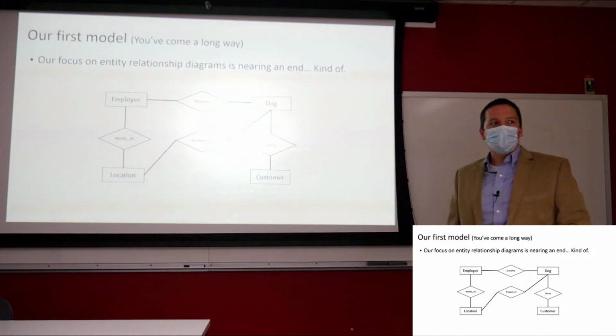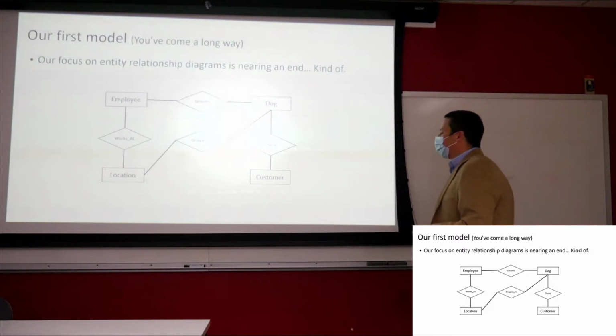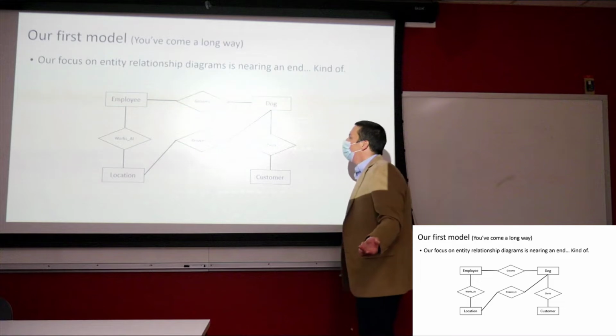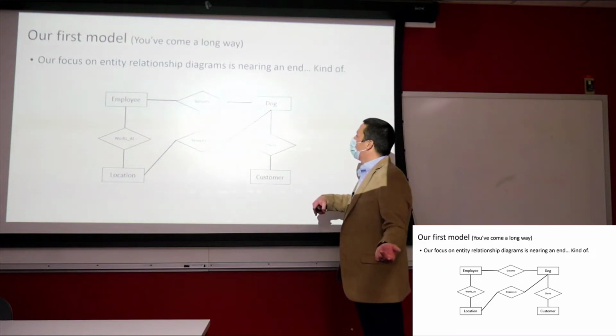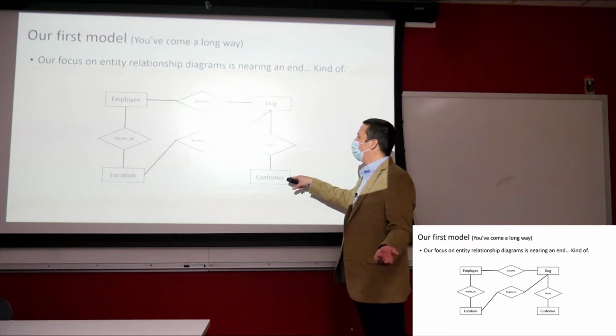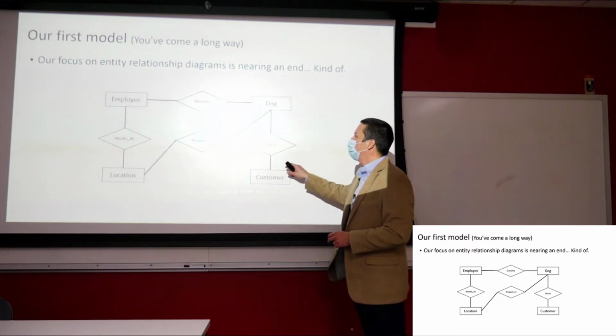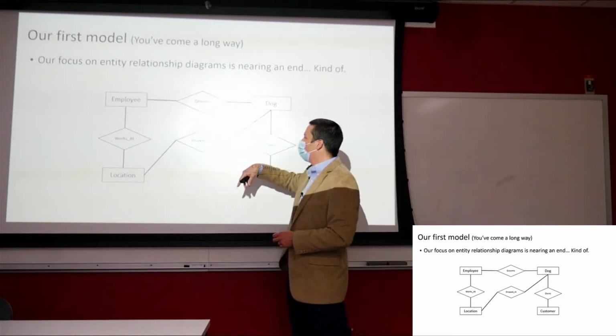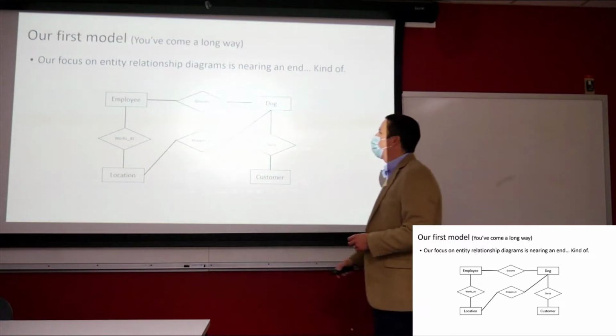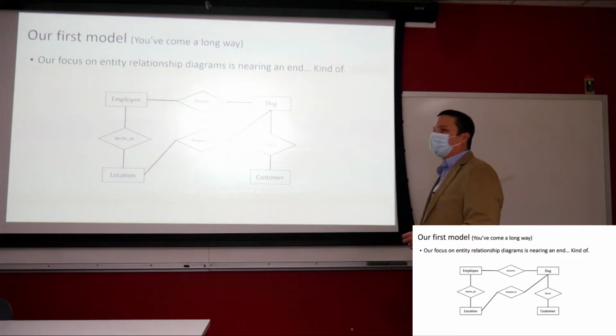So speaking of modeling, which is what we're doing in assignment 2, what we've been talking about a lot so far, you guys have come a long, long way. On our very first night of class, we introduced this very basic model of Dave's Dog Wash, where customers own dogs and employees groom dogs and employees work at locations and so forth and so on. Very basic entities and relationships.